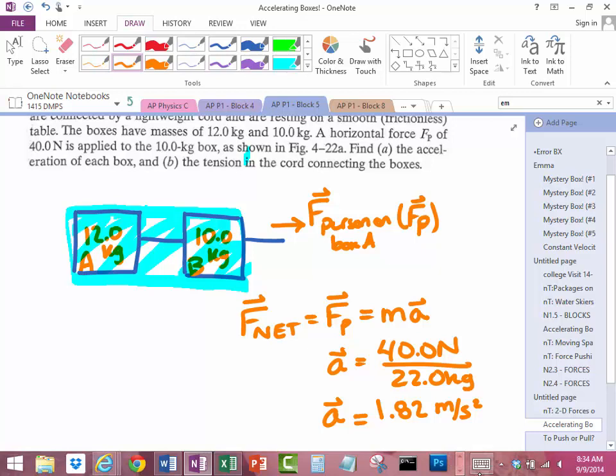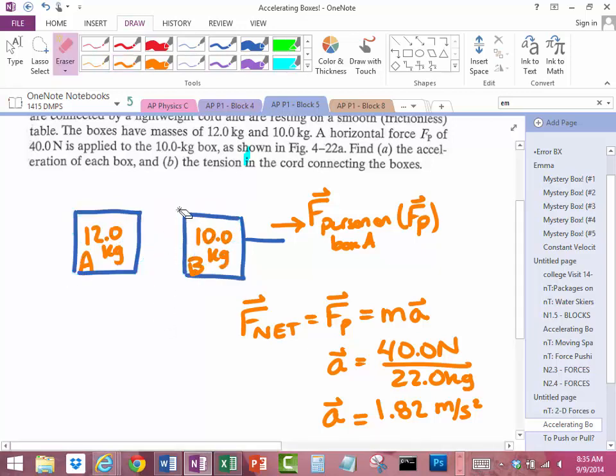Part A. Part B says find. And a piece of string.